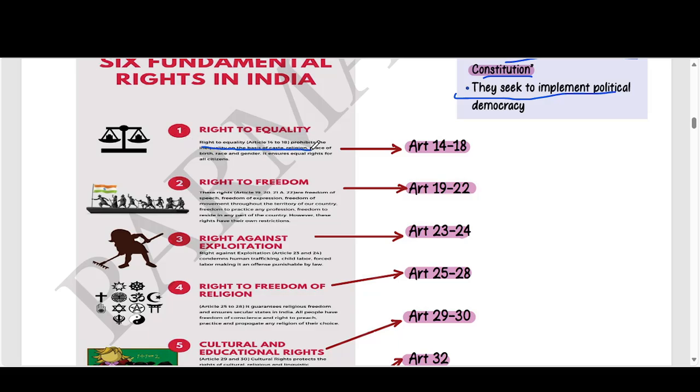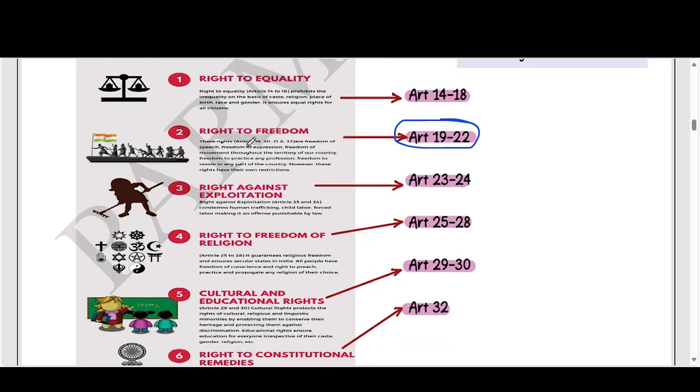Right to equality, Articles 14 to 18, prohibits inequality on the basis of caste, religion, place of birth, race and gender. It ensures equal rights for citizens. Right to freedom, Articles 19 to 22: freedom of speech and expression, freedom of movement throughout the territory of our country, freedom to practice any profession, and freedom to reside in any part of the country. However, these rights have their own restrictions.